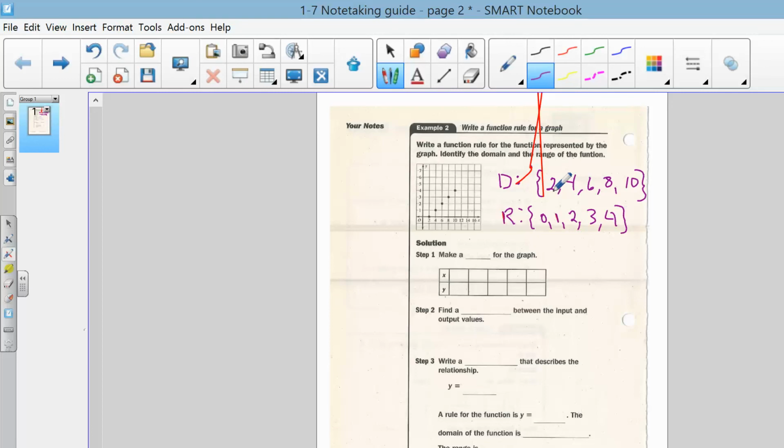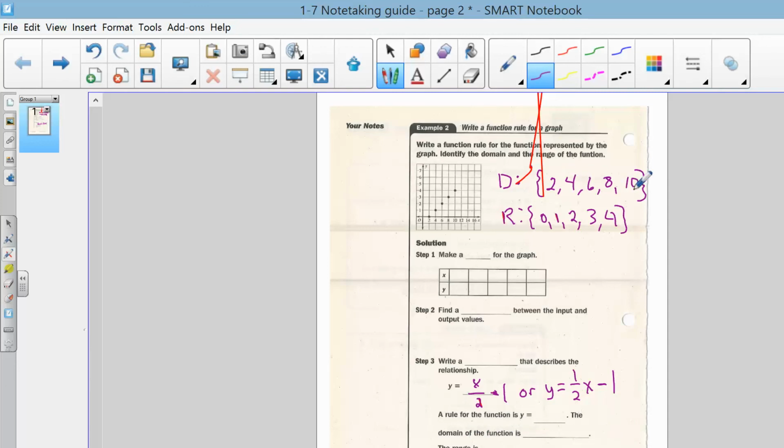So if I divide 2 by 2, I get 1, subtract 1, I get 0. If I divide 4 by 2, I get 2, and subtract 1, I get 1. So I'm going to take my x and divide it by 2, and then subtract 1. Or I could say y is equal to 1/2 x minus 1.